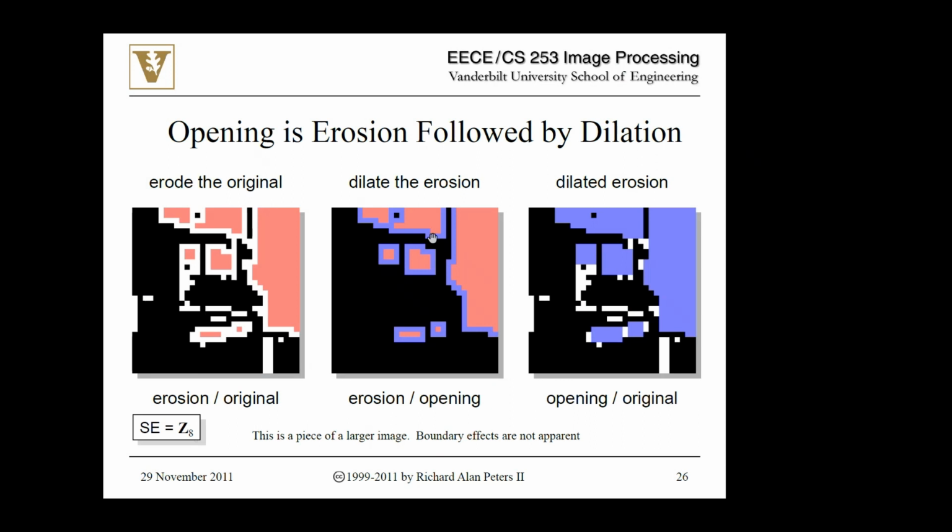See? So we have the original, we erode, the erosion is red here. So this is the erosion. And now we take the erosion and dilate it. This is our opening. And now we can compare the opening with the original. So the erosion is removing the isolated parts. This is isolated, so it is removed. And when you dilate, it's lost.